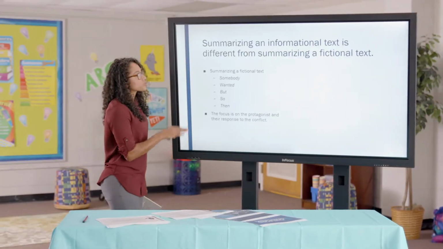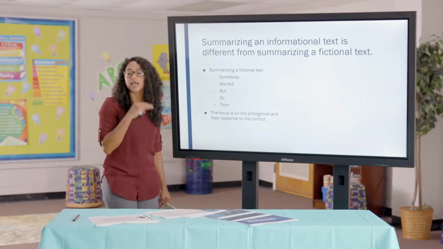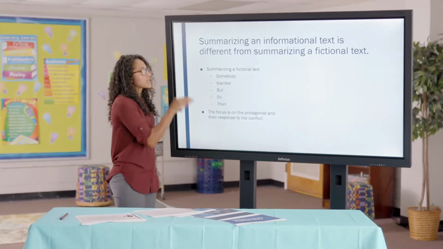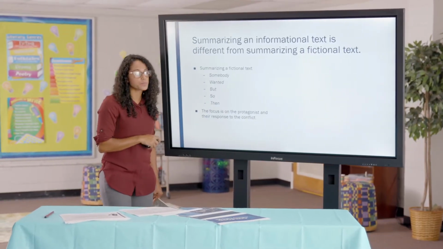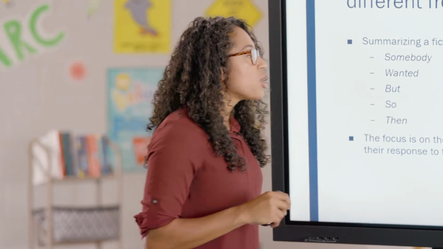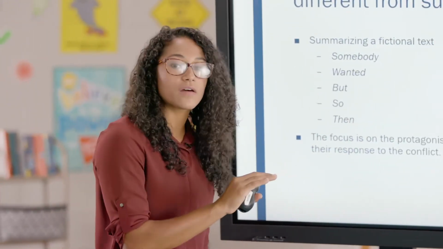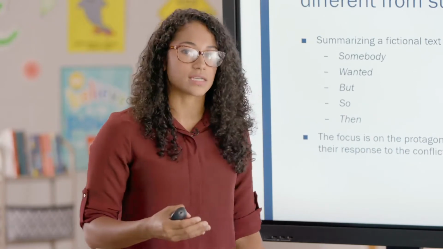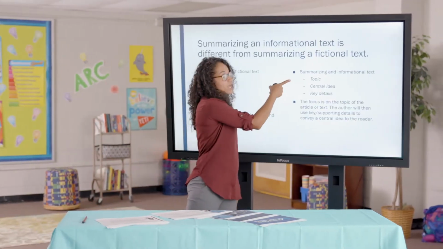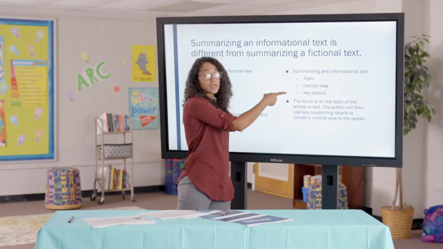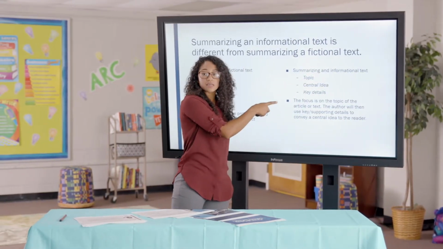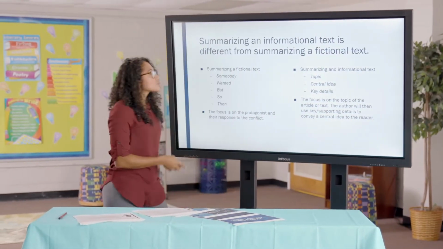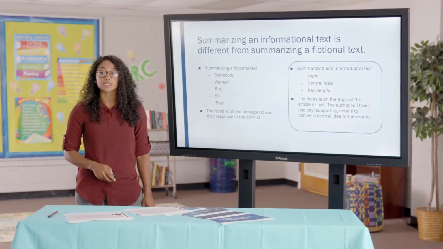Summarizing an informational text is very different than summarizing a fictional text. In a fictional text, we're going to focus on the character and how they respond to the conflict. So we use that somebody wanted but so then strategy. In an informational text, we're focusing more on the topic of the article or the text and how the author expands or discusses that topic. So we're going to focus on our topic, we're going to look for the central idea of the topic, and then the key details that get us to that central idea. So this is what we're going to focus on while we're reading today.